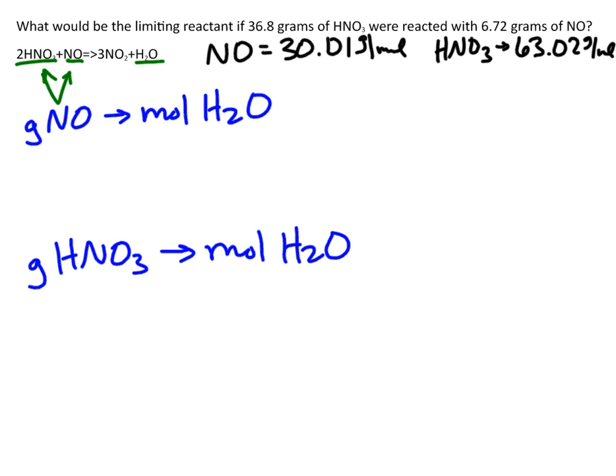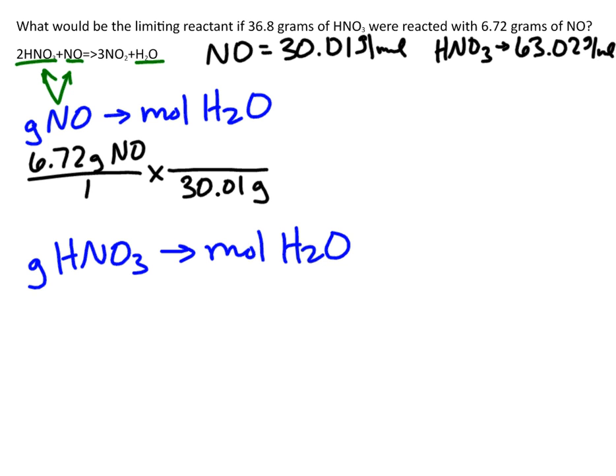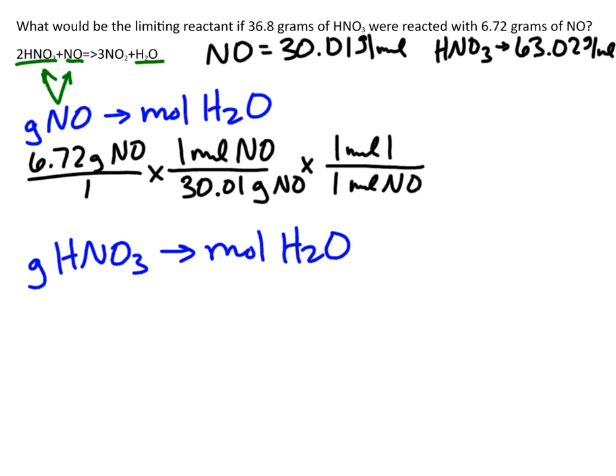So I'm going to start with what I'm given. I'm given 6.72 grams of NO. I put that over 1. And then I'm going to use molar mass, which is 30.01 grams of NO for every 1 mole of NO. And then I'm going to go from moles of NO to moles of water. Well, it happens to be a 1-to-1 ratio. 1 mole NO, 1 mole H2O. So when I do my math, I end up with 0.224 moles of water.